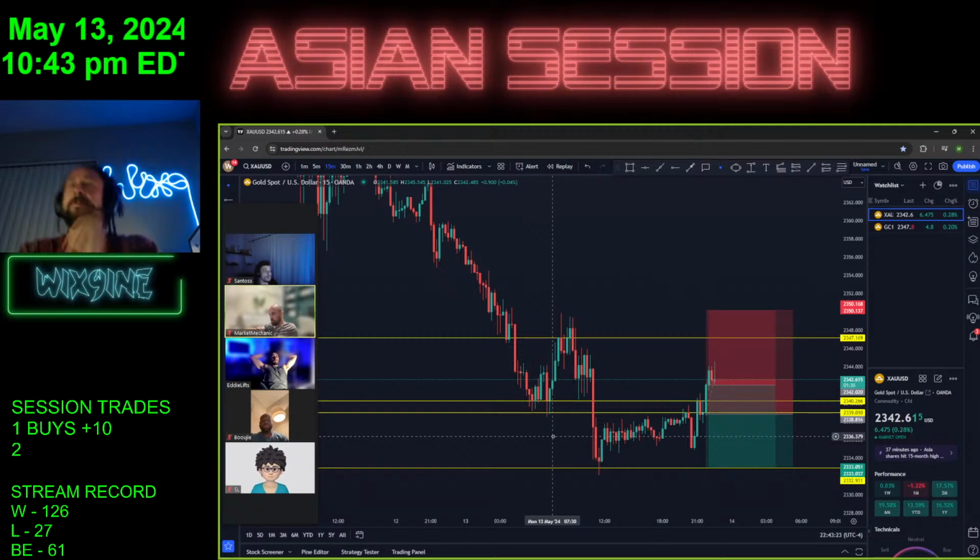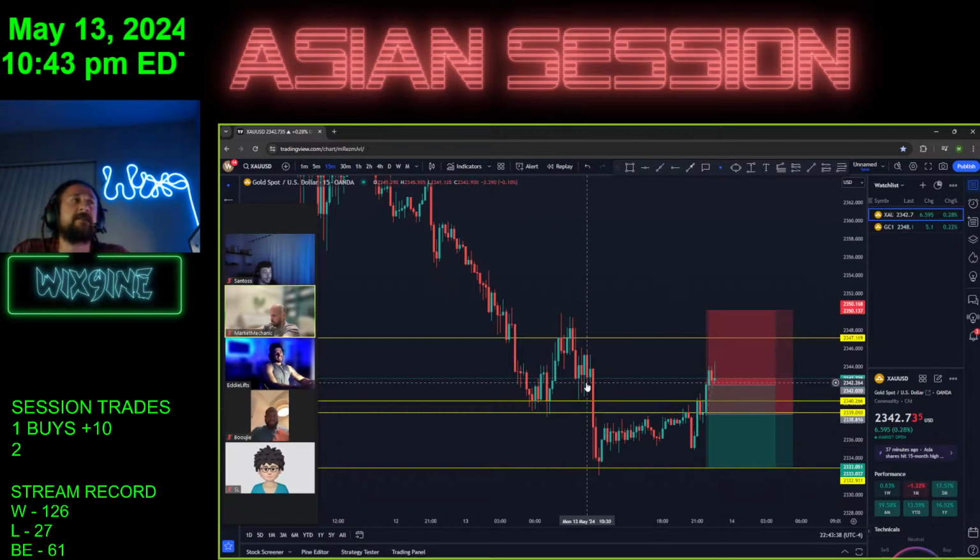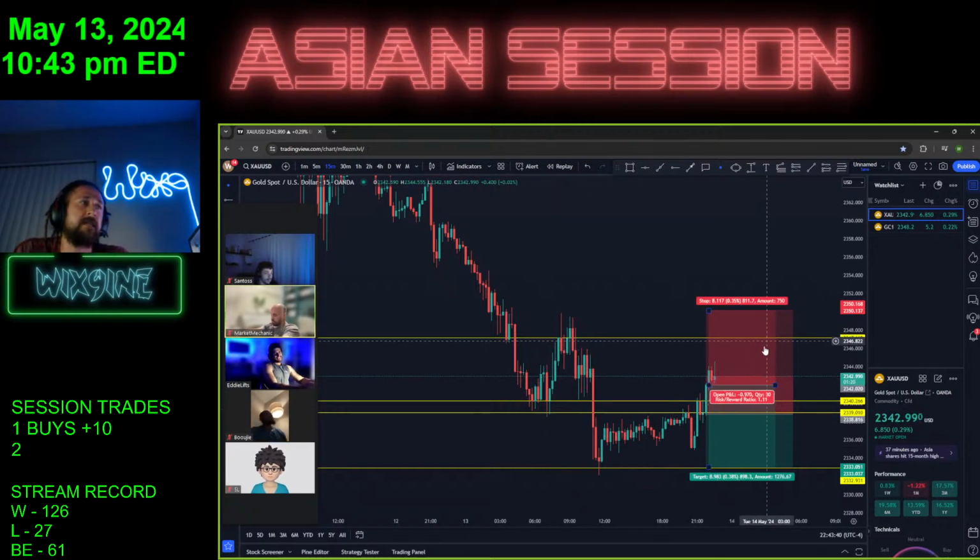Fuck this little minor support. Oh man. It's trying to break it now. If it can't do it, then it's holding it, right? And you'll see us tap the top of the range before you see us tap the bottom of the range.